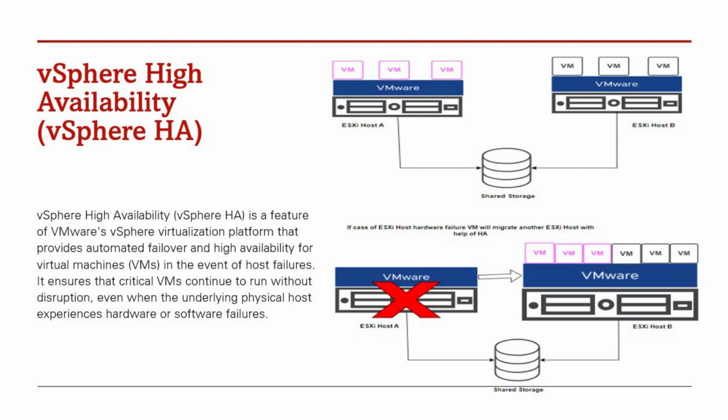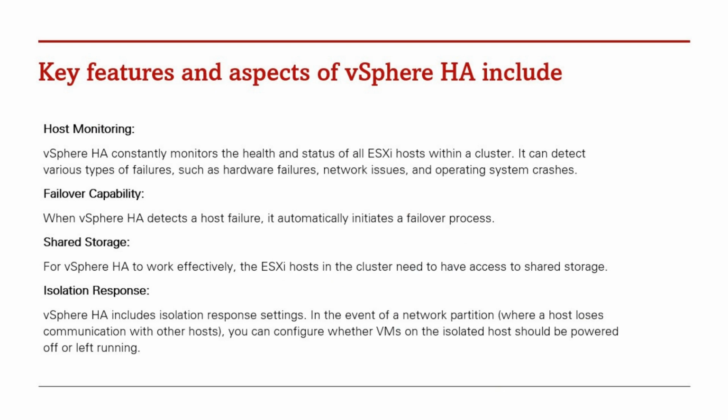It ensures that critical VMs continue to run without disruption, even when the underlying physical host experiences hardware or software failures. Key features and aspects of vSphere HA include host monitoring. vSphere HA constantly monitors the health and status of all ESXi hosts within a cluster. It can detect various types of failures, such as hardware failures, network issues, and operating system crashes.